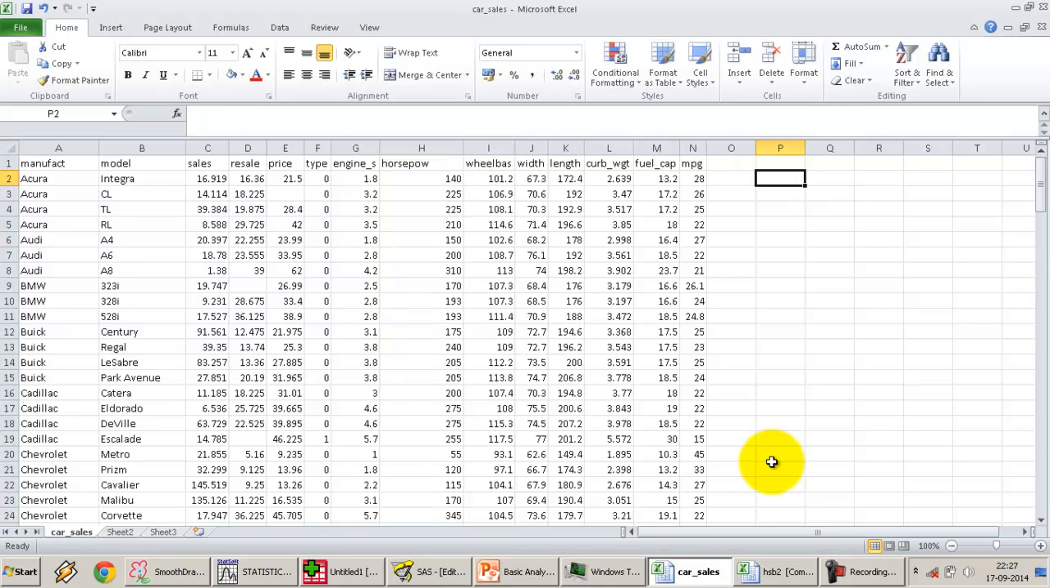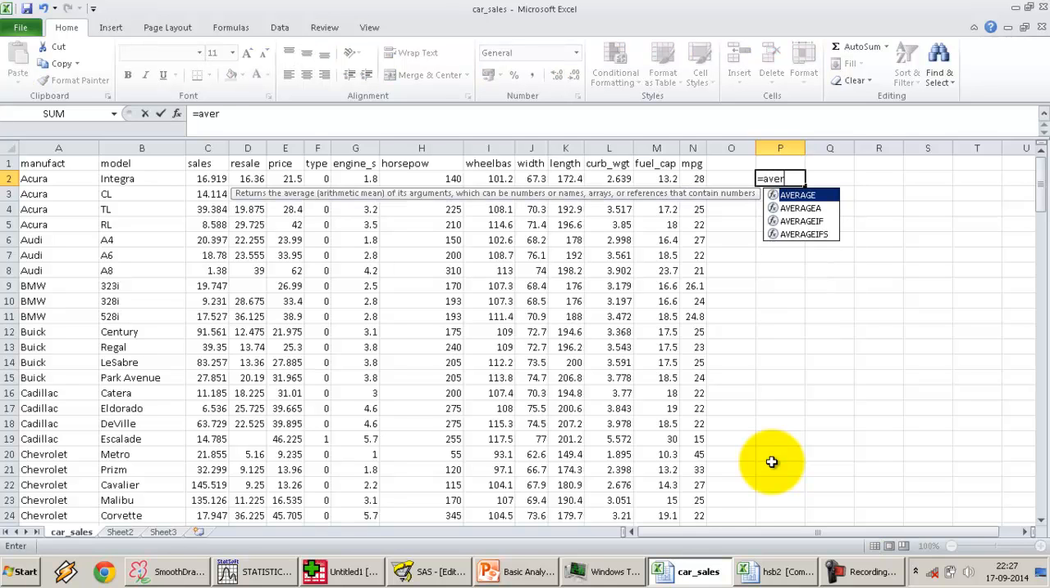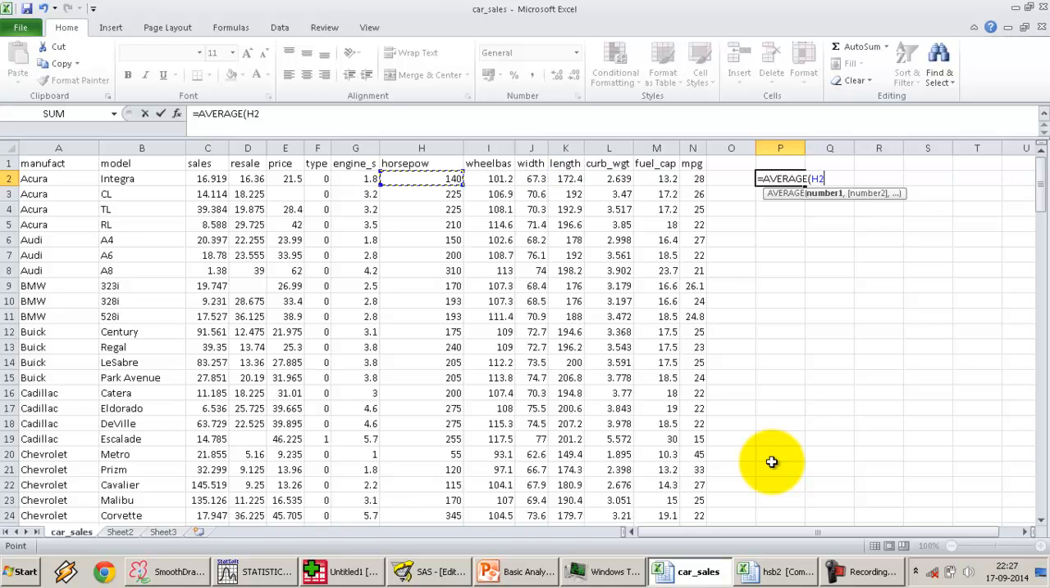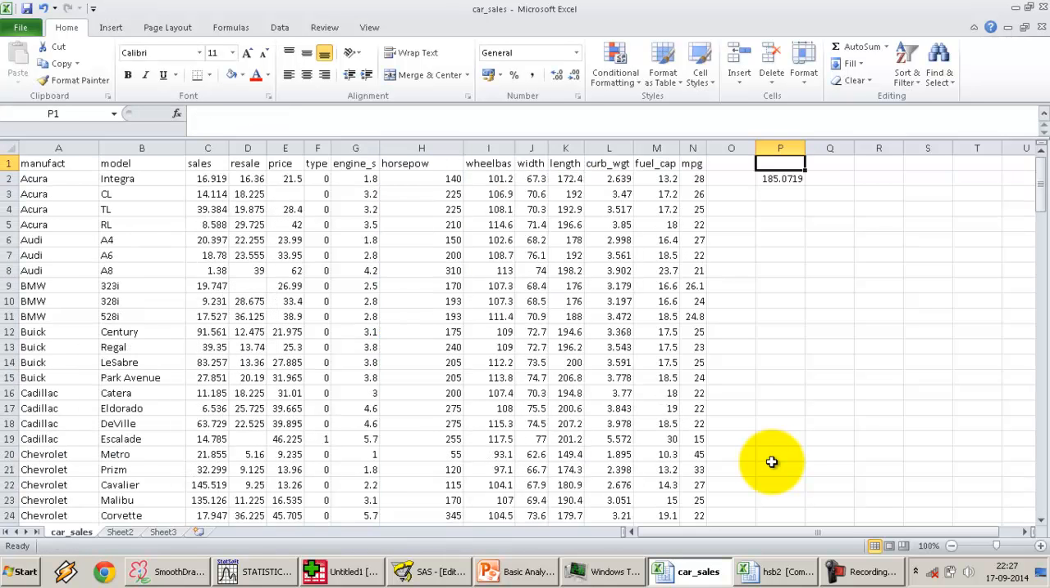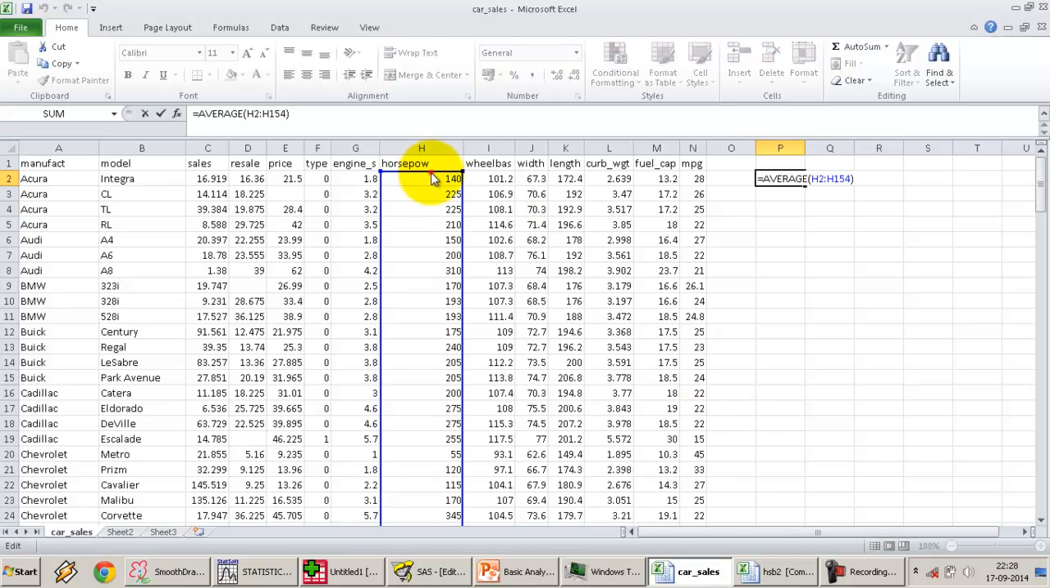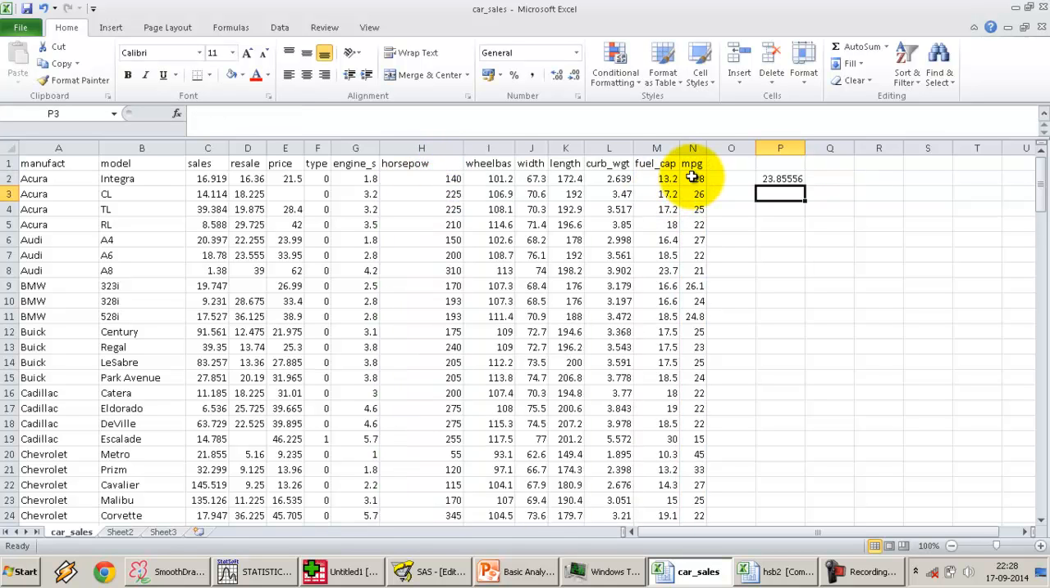In Excel, it's very easy to calculate descriptive stats. I simply put in the formula. I select the whole variable in one shot, and I get the average horsepower. So the average horsepower of this particular data set is 185 horsepower. If I want to calculate the average mileage, I can simply drag the selection over to the mileage column, and I get the average mileage is 23.85 miles per gallon, and so on.